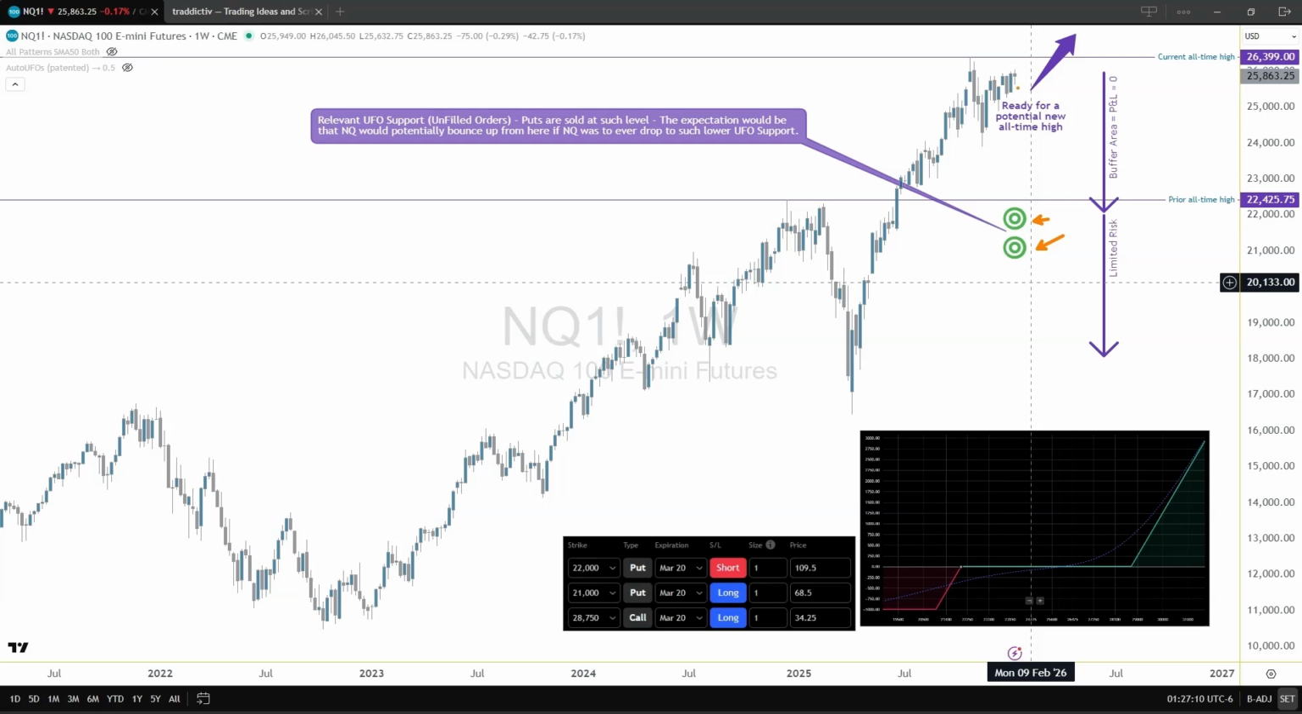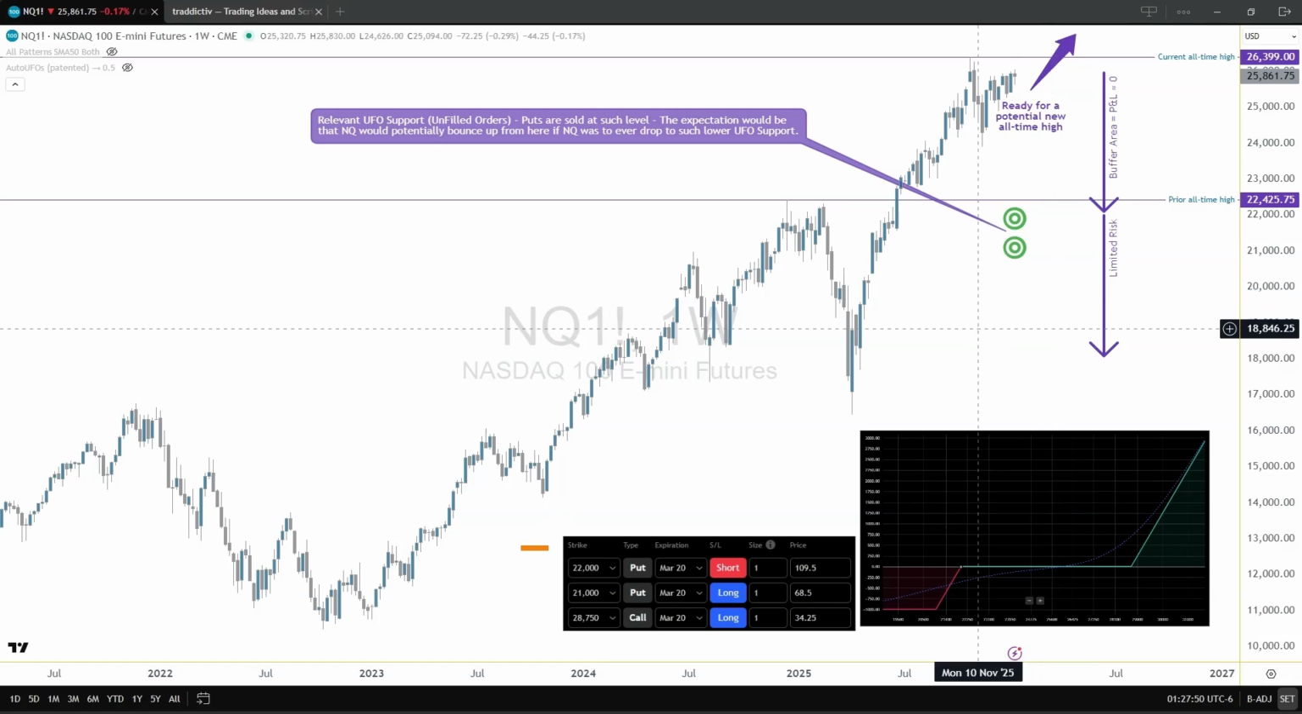Therefore, if the Nasdaq was to fall sharply, the moment the Nasdaq would reach these price levels, the expectation would be for the Nasdaq to bounce back. In other words, we are willing to take risk around those UFO levels because the likelihood of price continuing to go lower is limited, and therefore taking the risk at these price levels seems to be a smart thing to do. Therefore, again, one more time, we are producing a bull put spread made of selling the 22,000 put combined with buying the 21,000 put.